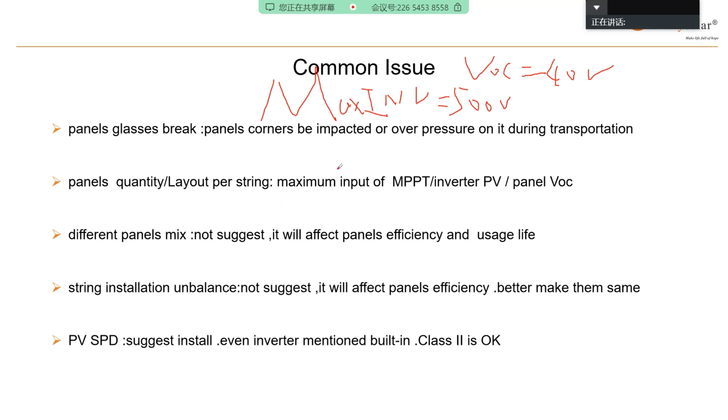So how many pieces per string is okay? You can use 500 divided by 40 VOC, okay? Then you will get a number. This number is the maximum piece quantity for the per string, okay? Like this. So you can calculate this way, okay?